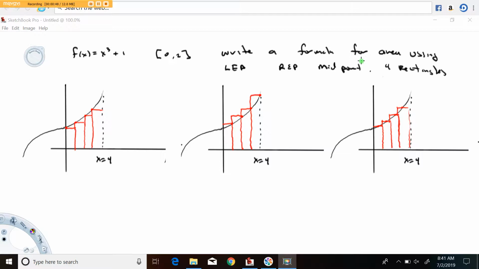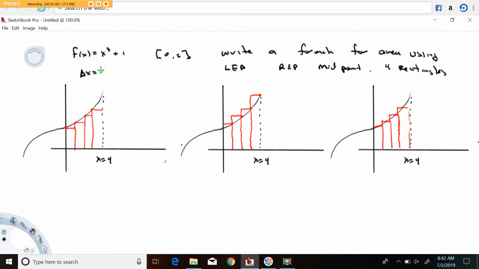I've already drawn the rectangles to save a little video time. Using a left endpoint, meaning that the rectangle is touching the curve on the left end, that first rectangle would look like this. The height is equal to the function value at x equals 0. The width is delta x. I'm going to go ahead and get the delta x.